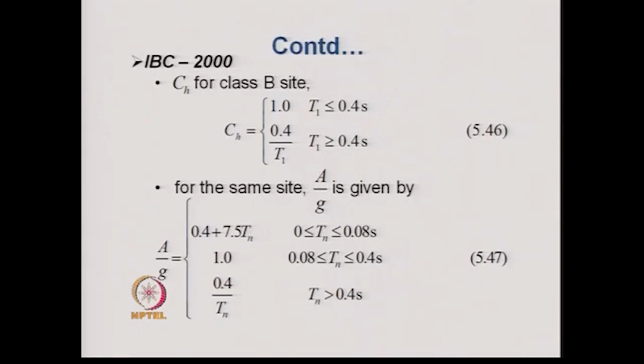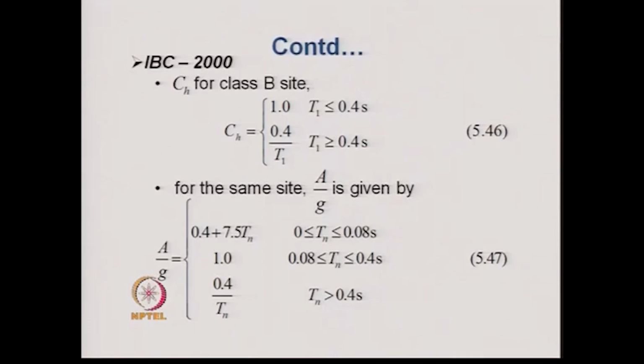The seismic coefficient CH for class B site is given by equation 5.46. The class B site specifies a certain zone in which a peak ground acceleration is specified, and for that the CH values are shown by this equation. For other classes, for example class A or class C, these values may differ. One can see that the value of CH remains the same up to a time period of 0.4 second, that is, from 0 to 0.4 second it remains unity.